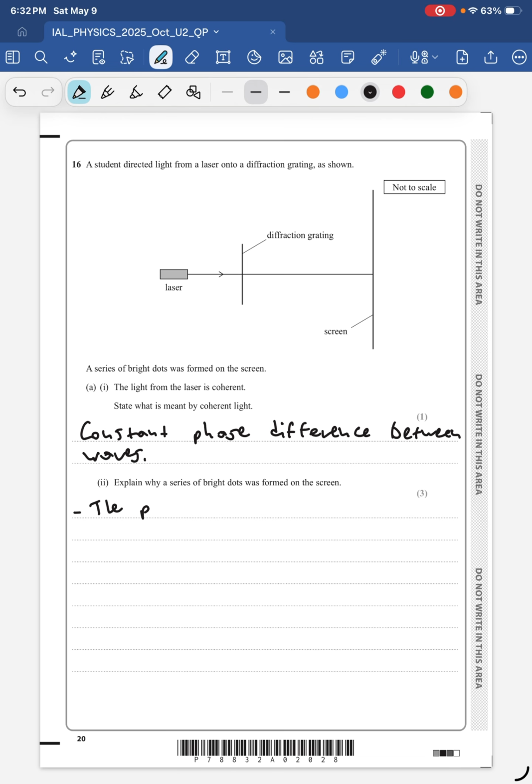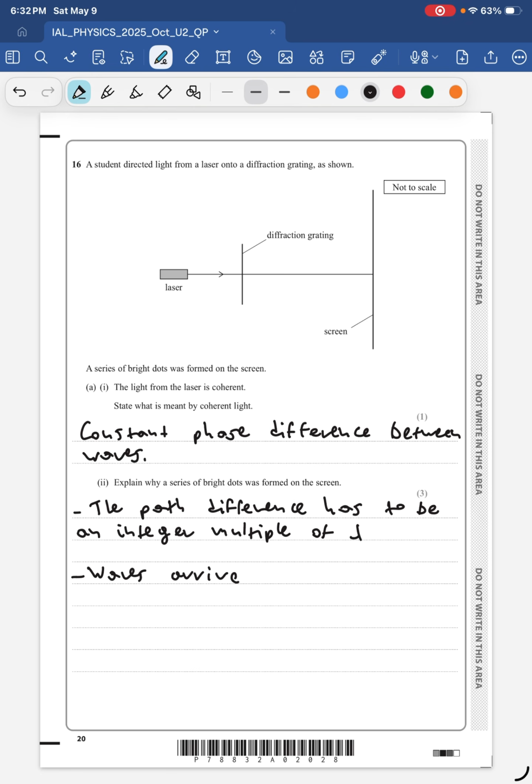Part 2. Explain why a series of bright dots was formed on the screen. So the path difference has to be an integer multiple of wavelengths, an integer multiple of lambda. So waves arrive in phase, so constructive superposition occurs. All right.